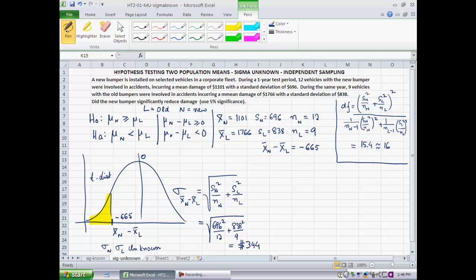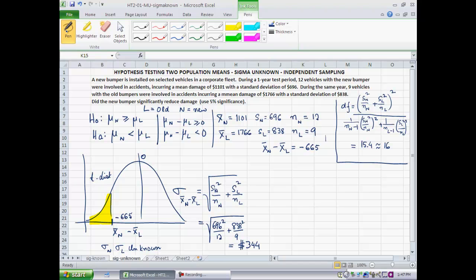Clearly then, the way we would choose between the two is to see what our samples tell us. So the sample statistic that I would use to make this inference is obviously x bar N minus x bar L. So what does the sample tell us? The sample data that we have is listed on the right hand side over here. So the sample tells us that x bar N minus x bar L is minus $665. So it does appear, in fact, that the new bumpers are producing less damage on average than the old bumpers.